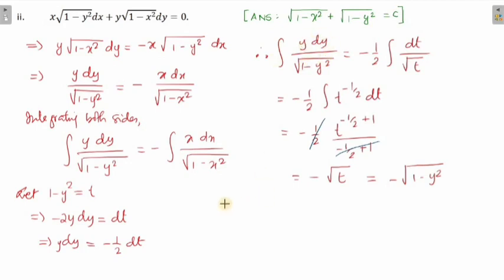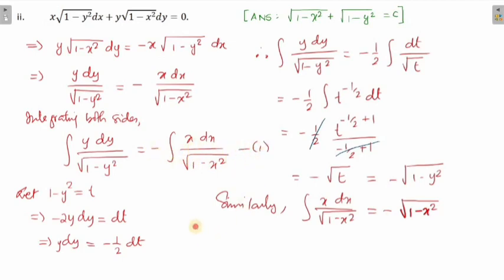Okay, similarly we can show that, if I take x dx by root over 1 minus x square, look at this and look at this, both being same, only thing is here in place of y we have x, so that's why its answer will be equal to root over 1 minus x square. Now substitute the value of this and this in equation, or let me call this equation number 1.